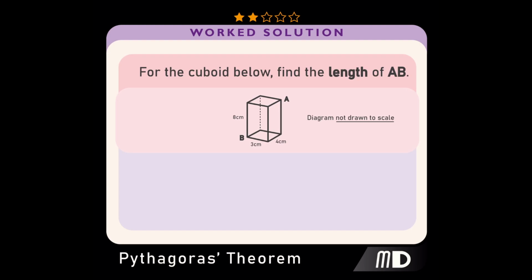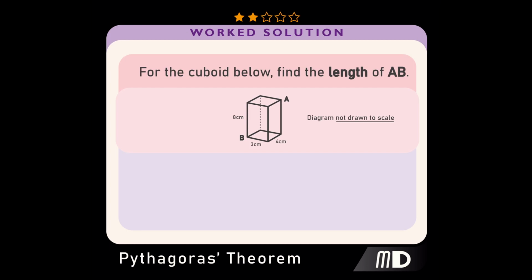Now, in this video, we're going to answer the following question. For the cuboid below, find the length of AB. So we're given a cuboid. A and B are corners marked on the cuboid. The dimensions are the height is 8 centimeters and the base is 3 centimeters by 4 centimeters.